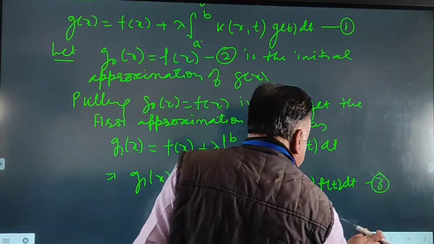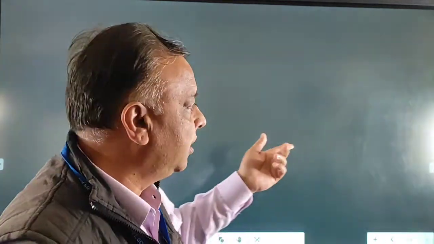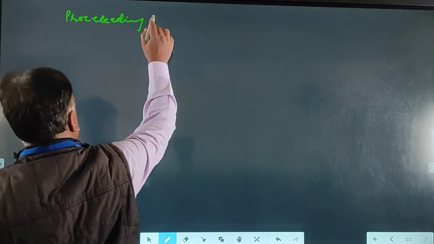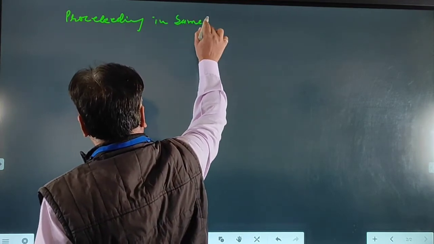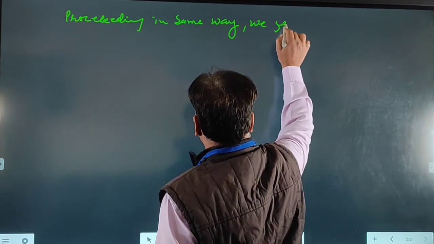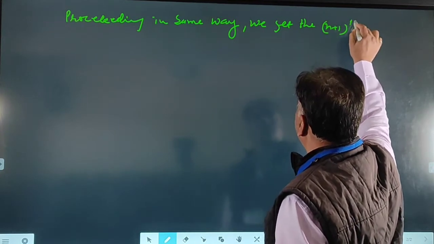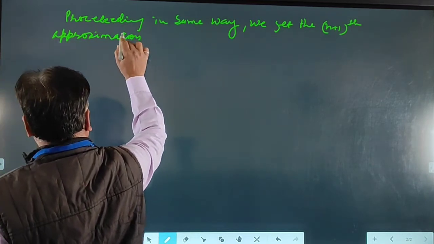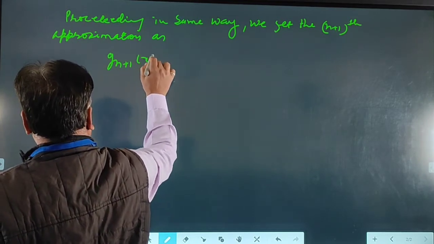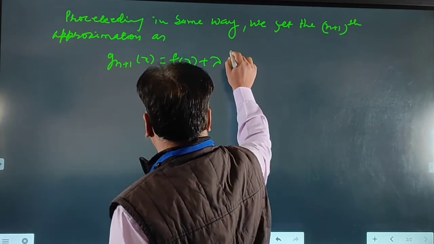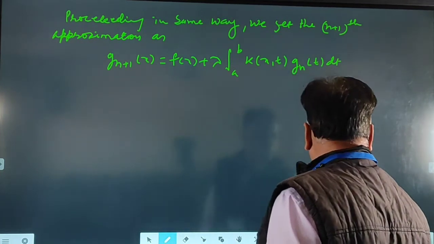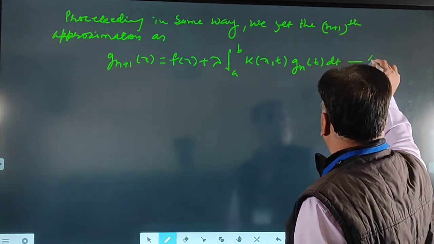Similarly, proceeding in the same way, we get the (n+1)th approximation if we put the nth approximation in equation number 1. So we get the (n+1)th approximation g(n+1)(x) = f(x) + lambda integral a to b K(x,t) gn(t) dt. This is equation number 4.